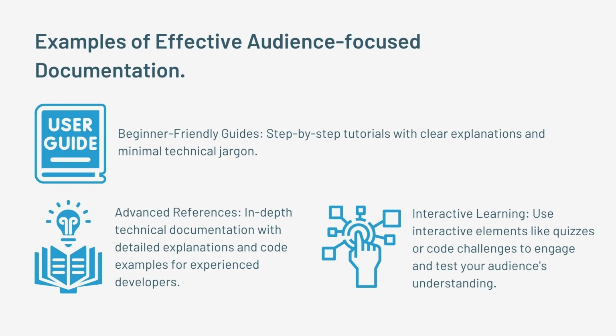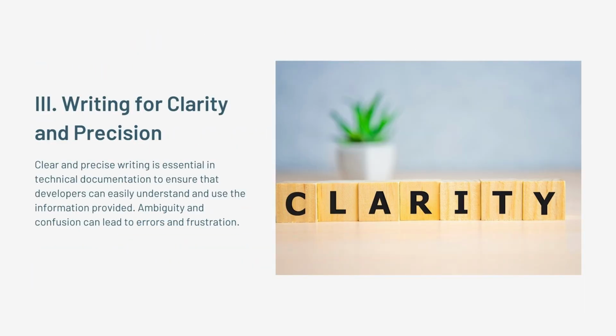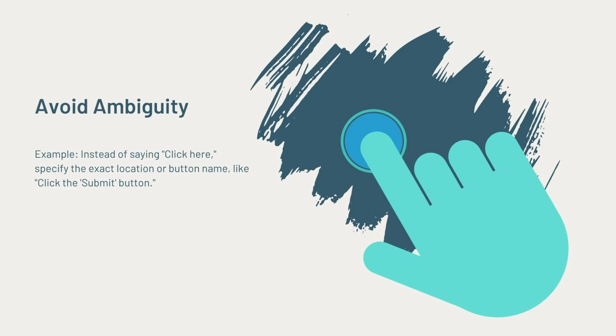So when you are writing, I mentioned at the beginning that you need to be clear and precise. And I'm going to share with you some of the strategies you can use for writing for clarity. So the first one, avoid ambiguity. For example, instead of saying click here in your technical doc, you can just say click the submit button, because you're guiding someone to take an action.